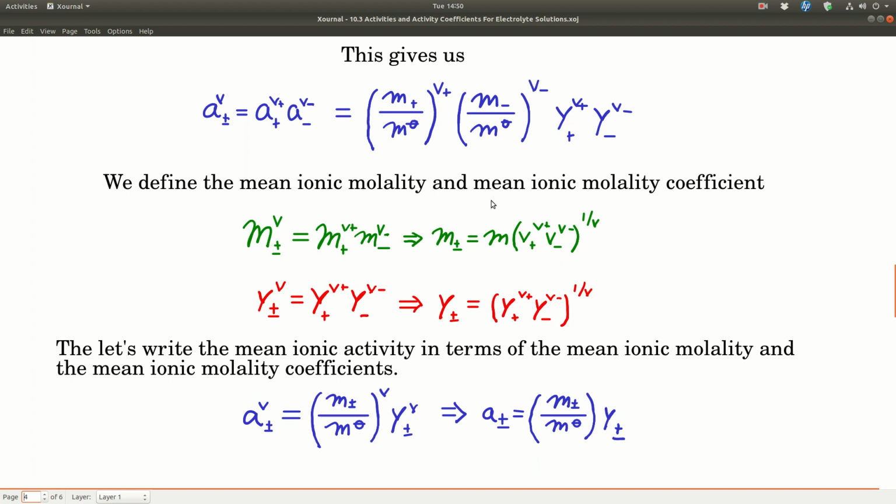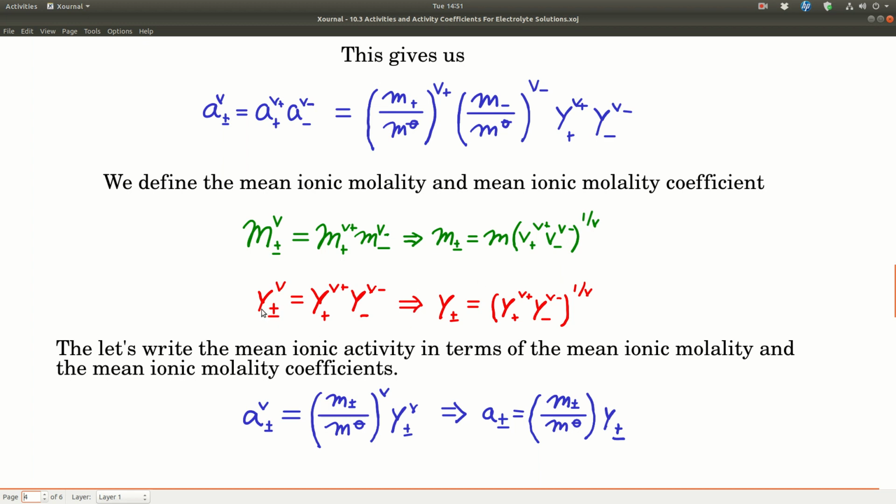So we're going to do the same thing we just did a moment ago and define mean ionic molality and mean ionic molality coefficient. So the mean ionic molality, m plus or minus, raised to the vth power, is equal to the molality of the cation raised to the power of the number of cations times the molality of the anion raised to the power of the number of the anions. Or solving this for the mean ionic molality, it's the molality times the number of the cations raised to the power, number of anions raised to their power, to the 1 over v. There's a little bit of algebra in here. You guys should just use this and see, but it works out.